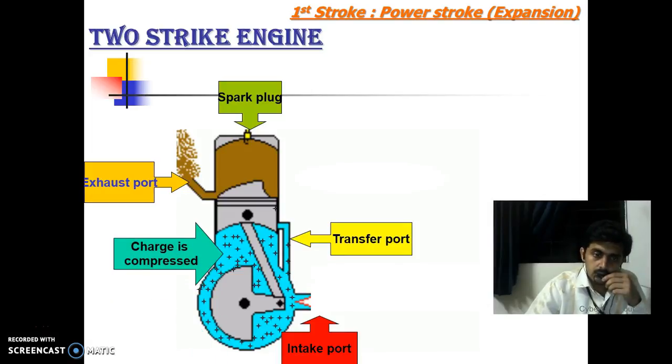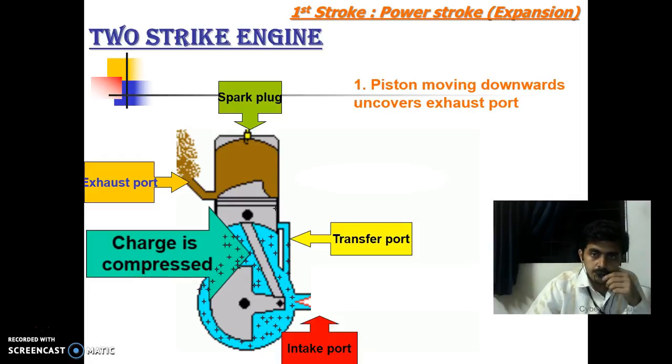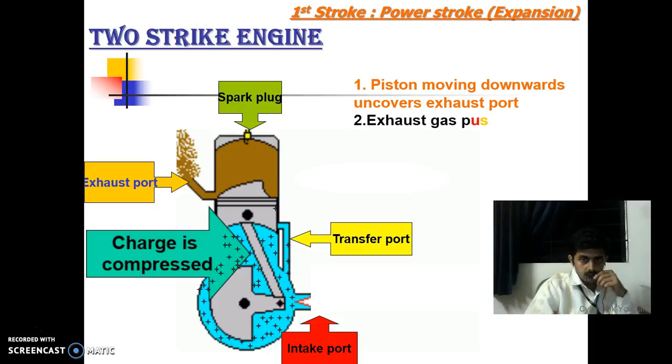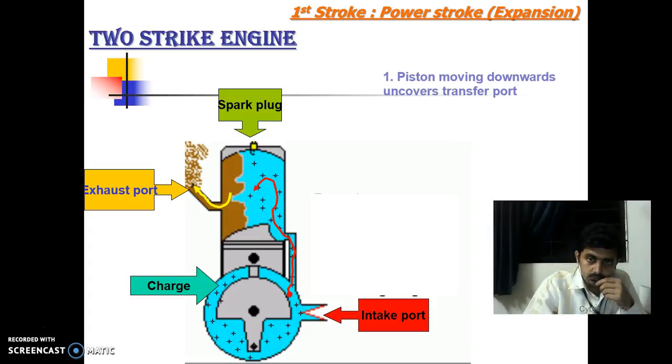Then the charge is compressed when the piston comes down. The piston moves downwards and uncovers the exhaust port. The exhaust gases are pushed out, and the crankcase is pressurized, and the fresh charge that gets inside the cylinder also expels the gases from the cylinder.